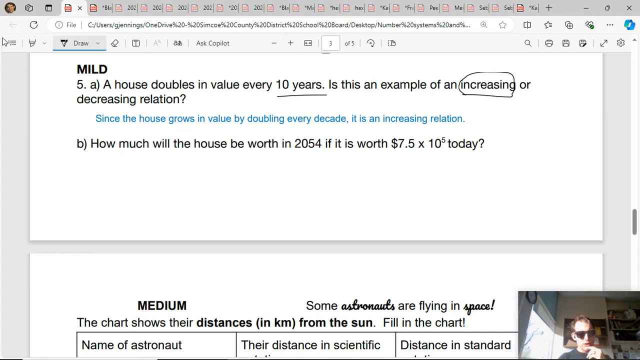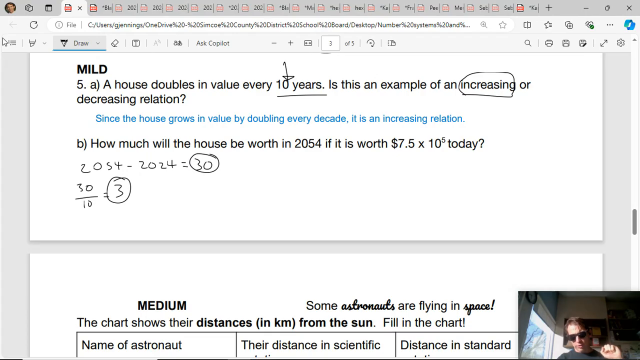Okay, so we're going to go 2054 minus 2024, because we are asking this question in the year 2024. If you're watching in the future, hi, I hope everything worked out. Okay, 30 years. And it doubles every 10 years. So I'm going to do 30 divided by 10 equals 3, little power of 10 magic for you there. So it's going to double 3 times.